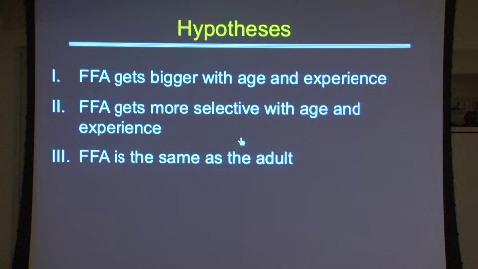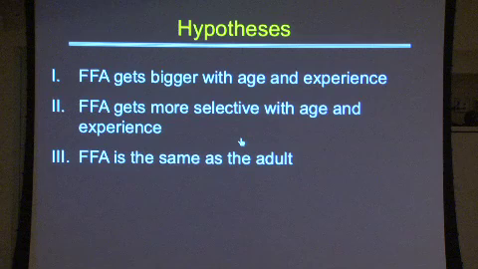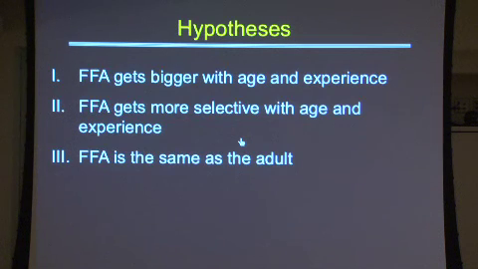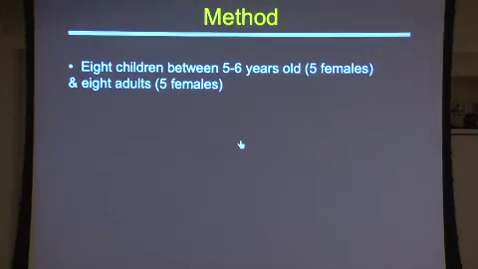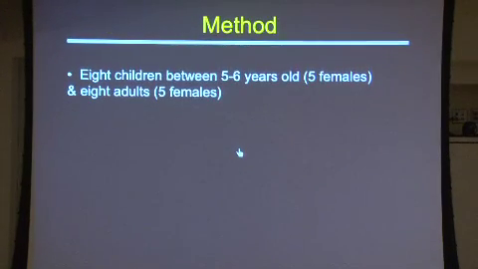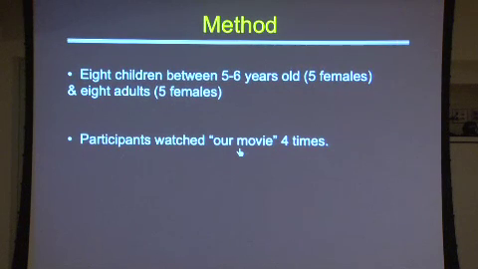And then finally, maybe the FFA is in fact the same as it is in the adult. There is the genetic evidence that Nancy showed us to suggest that maybe this is something that's hardwired, and maybe it's hardwired and looks like an adult very early on. So these are the three hypotheses I'm trying to tear apart. The way I'm doing that thus far is I've looked at 8 children and 8 adults while they watched our movie, the movie that you had seen, 4 times. This is an incredible amount of data to actually get on a young child.